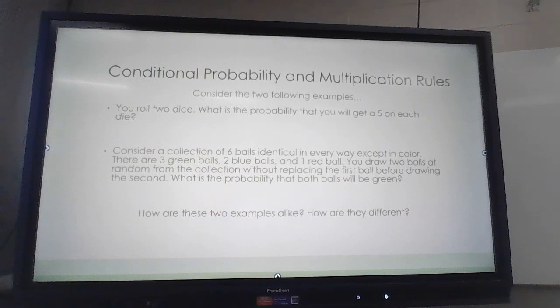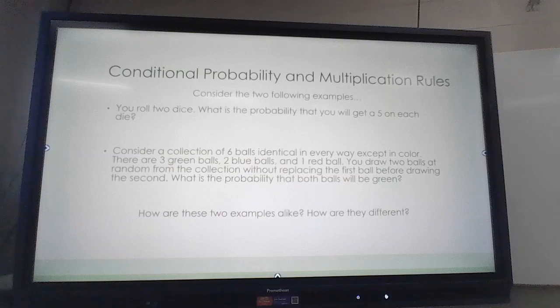And then also consider a collection of 6 balls identical in every way except in color. You have 3 green balls, 2 blue balls, and 1 red ball. You draw 2 balls at random from the collection without replacing the first ball before drawing the second. What is the probability that both balls will be green? How are these two examples alike and how are they different?